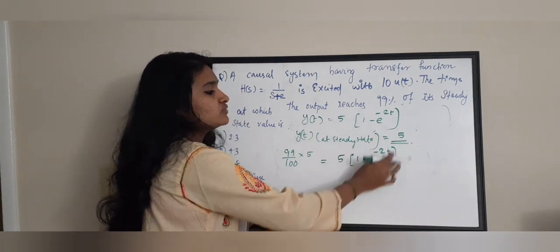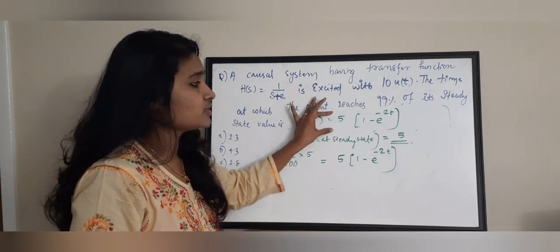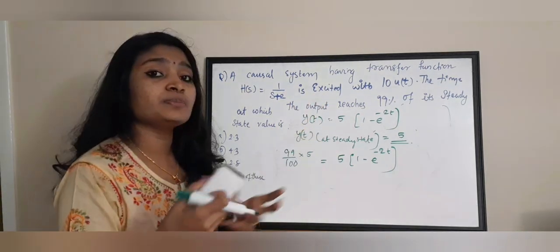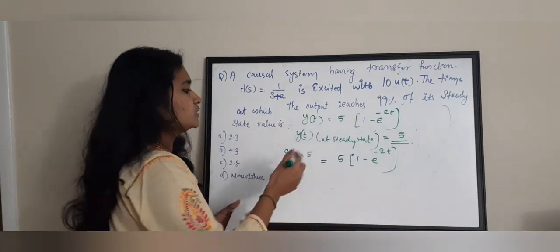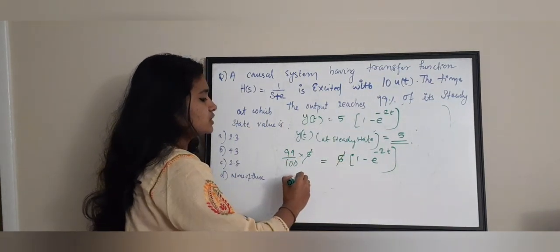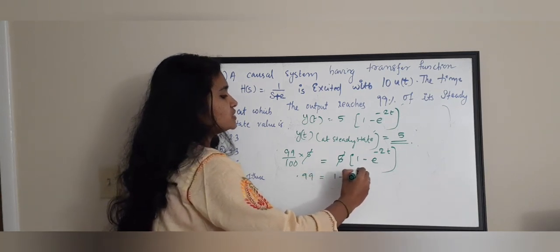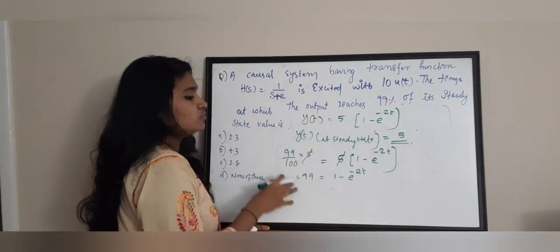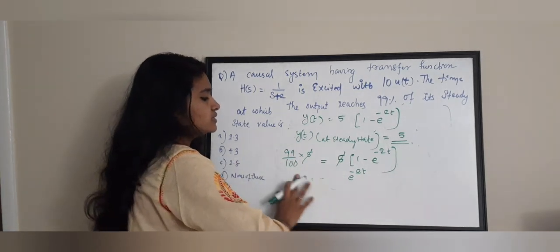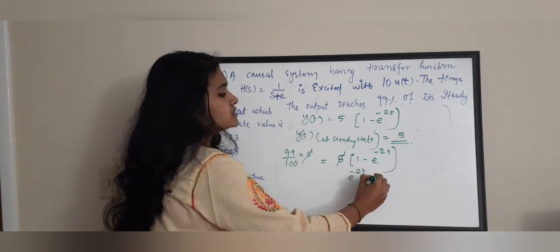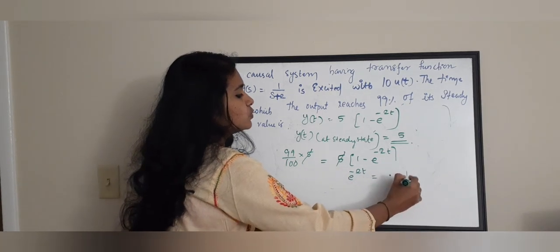We need to find the value of this t, and for that we are equating the original function y of t with the 99% of its steady state value, which is here. Now solve this. 0.99 equal to 1 minus e raised to minus 2t. 1 minus 0.99 is 0.01, right? So e raised to minus 2t is 0.01.